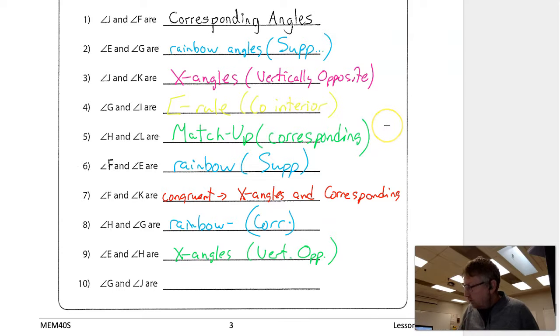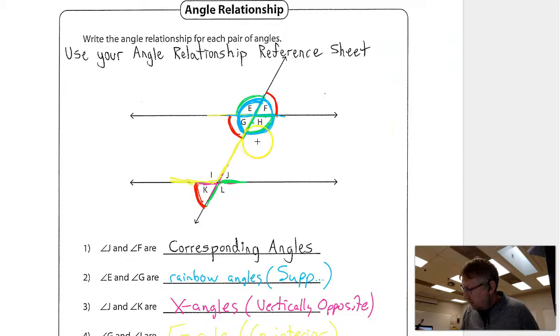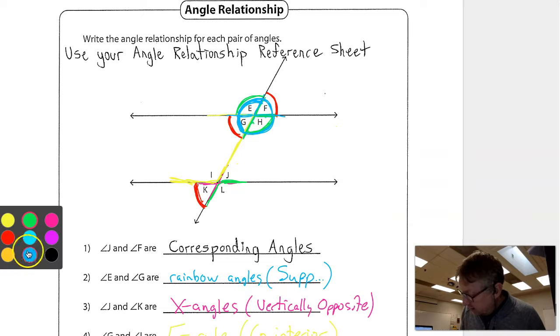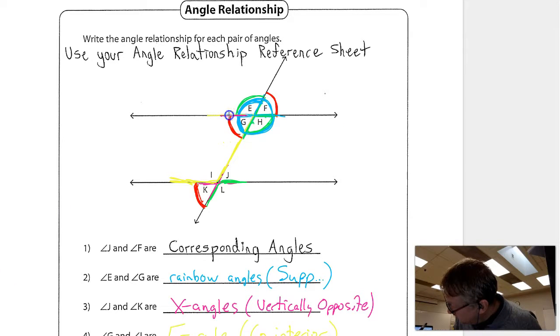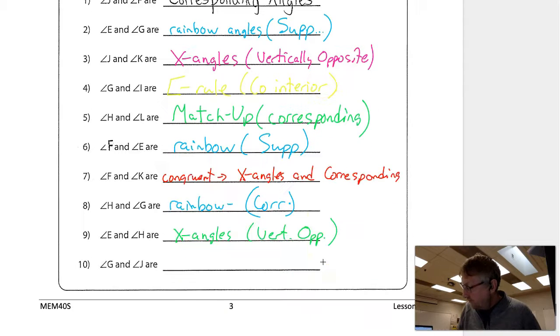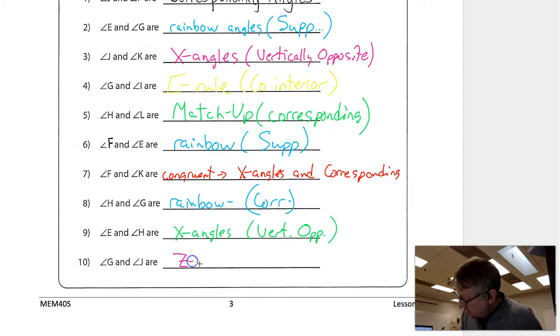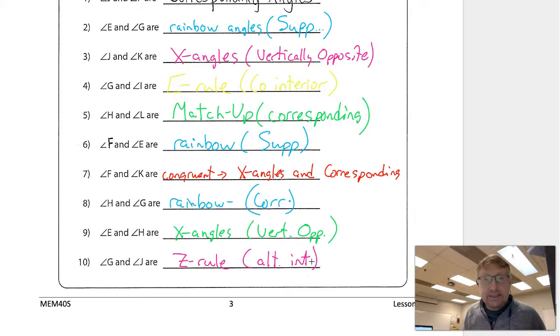And finally, G with J. What color have I not really done yet? Pink. Angle G is this corner here. Angle J is this corner here. Can you see it making the Z of the Z rule? The official math words are alternate interior, but I tend to call it the Z rule.